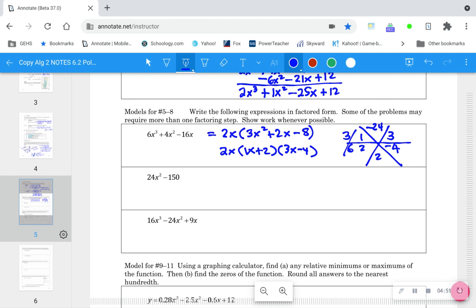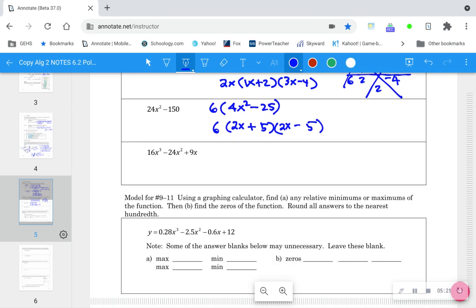Okay, on the next one here, your common factor is 6. Pull that out, and you get a difference of squares here. And that's easy to factor. You just use a plus and a minus sign in the square roots. So the square root of 4x squared is 2x. And the square root of 25 is just 5. And that problem is done.